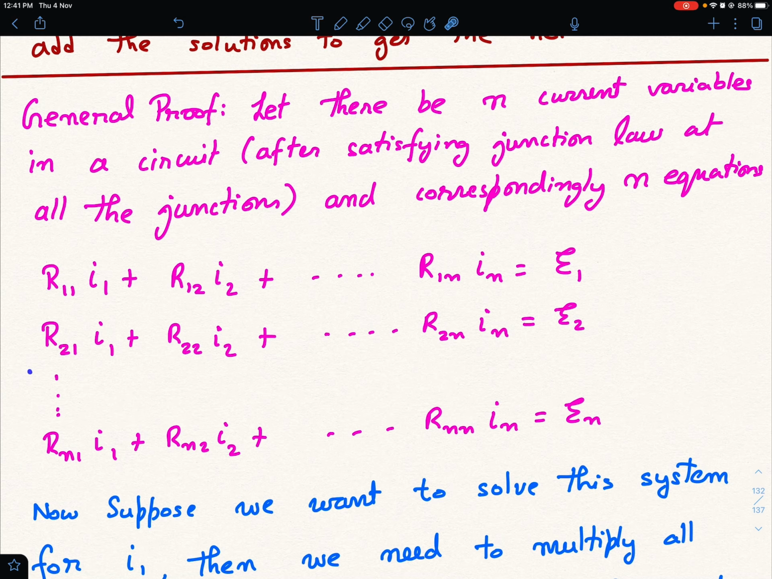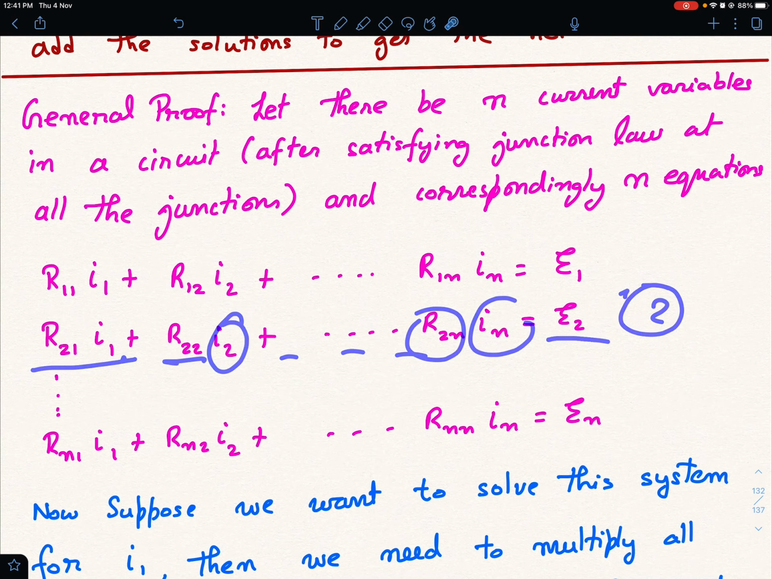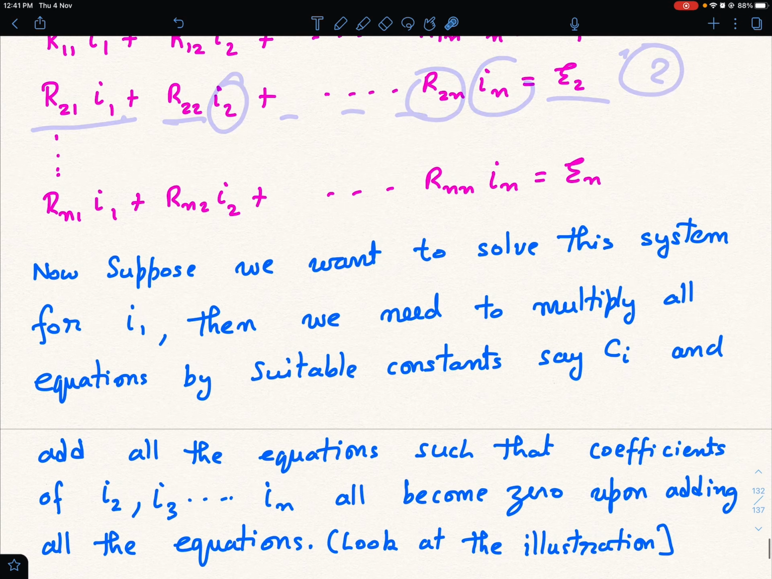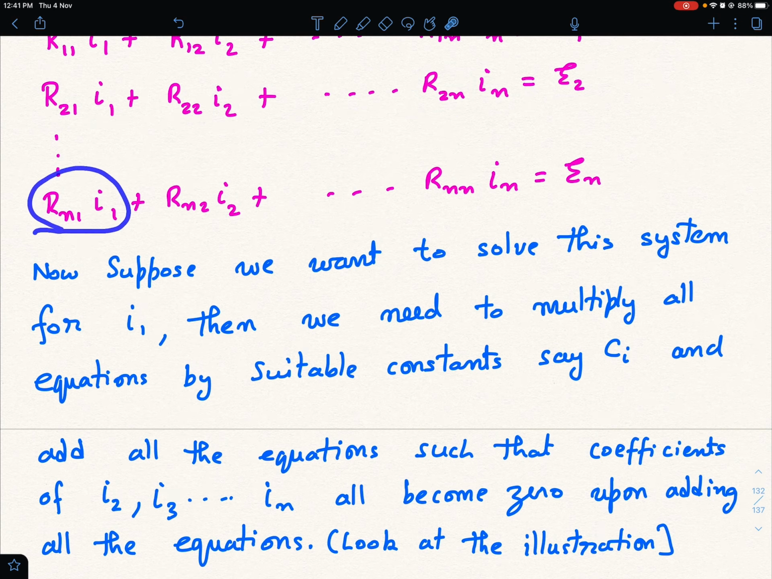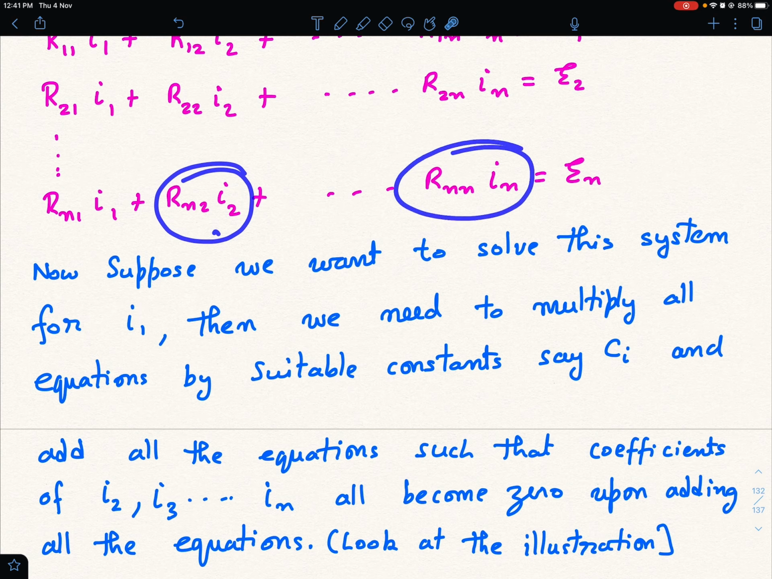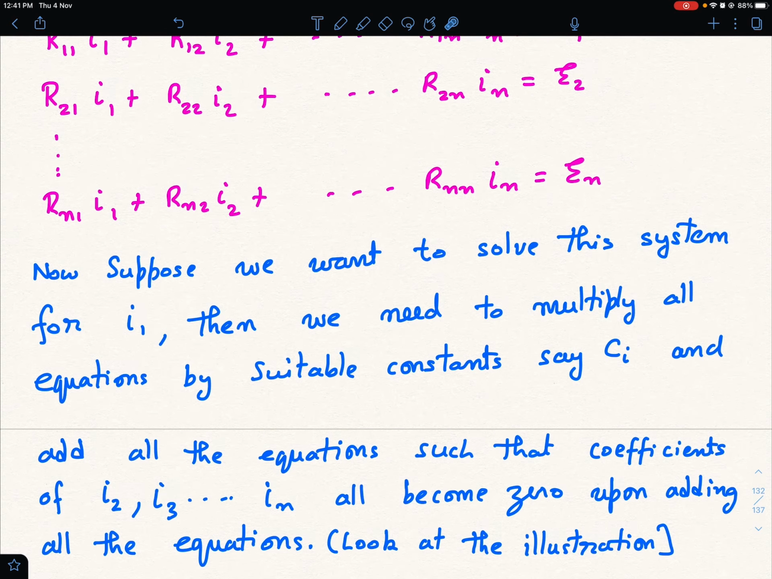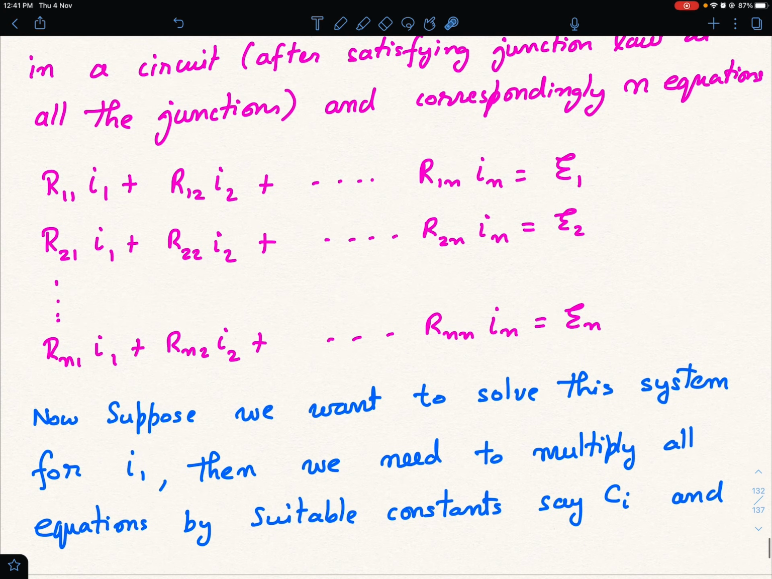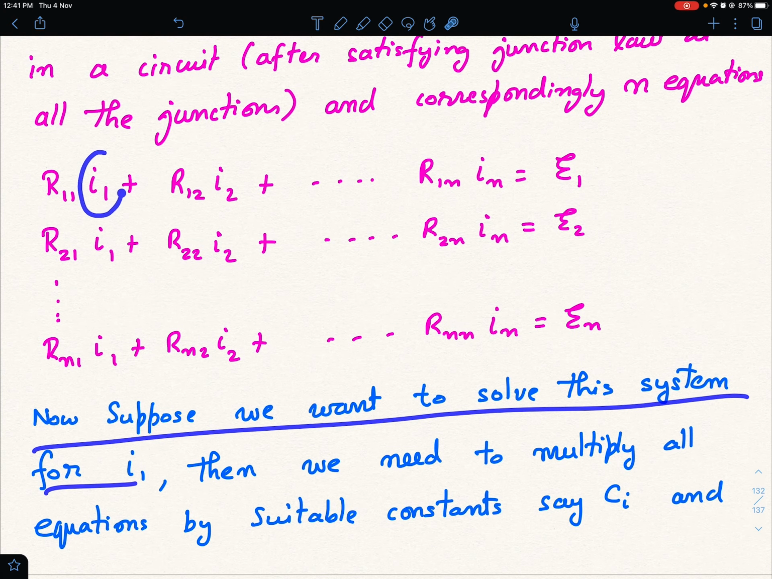So let the equations be R11 I1 plus R12 I2 and so on, R1n In is equal to E1. Similarly, the second loop equation may be R21 into I1 plus R22 into I2 and so on up to R2n into In equal to E2. Similarly, for the nth loop it could be Rn1 into I1 plus Rn2 into I2 and so on up to Rnn into In is equal to En.